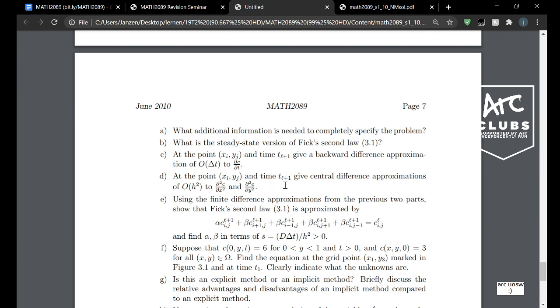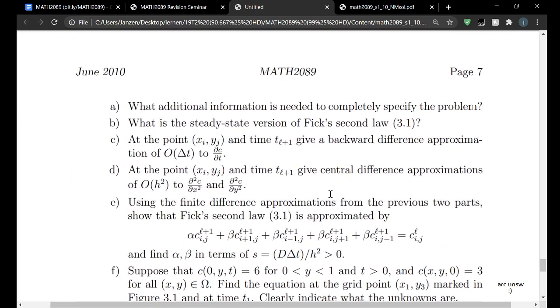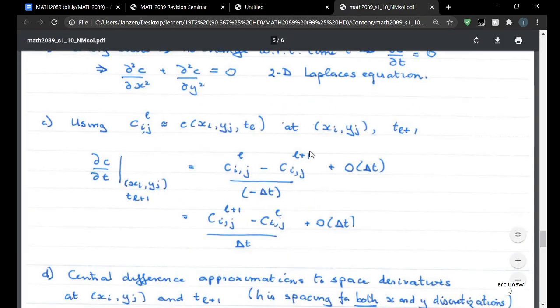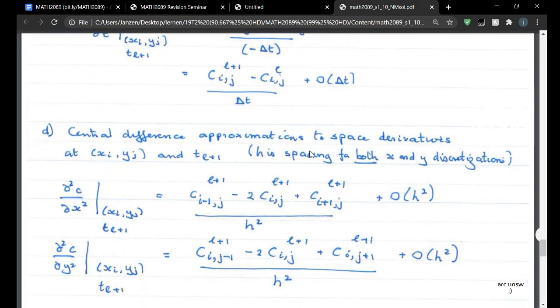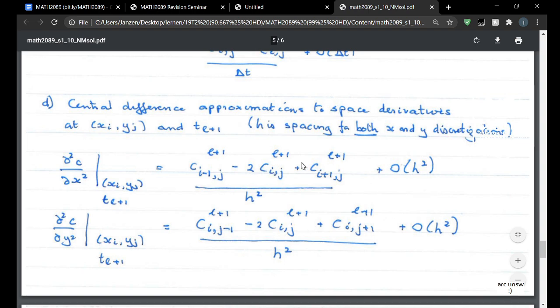Okay, so they want a central difference approximation, so question D. And they want us to use the central difference approximation to approximate the second order partial derivatives. Yep, so again, basically just substituting the i, j, and l plus 1 superscripts and subscripts into the central difference approximation equations.